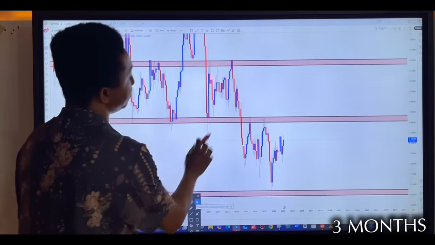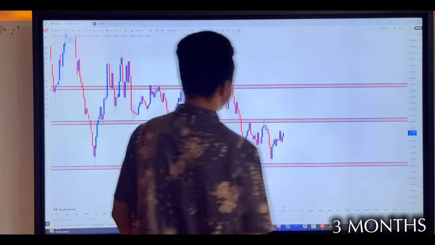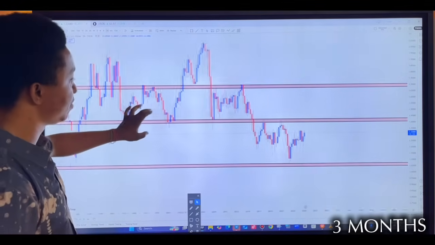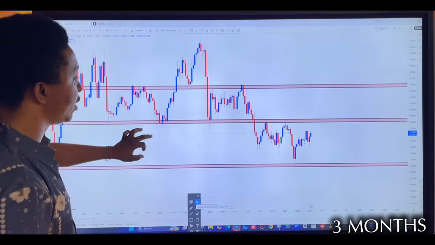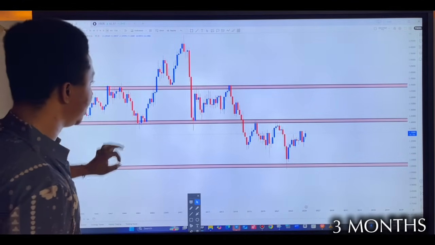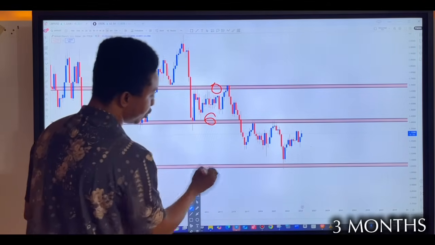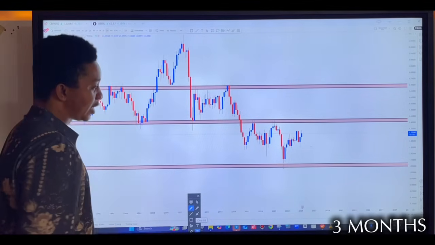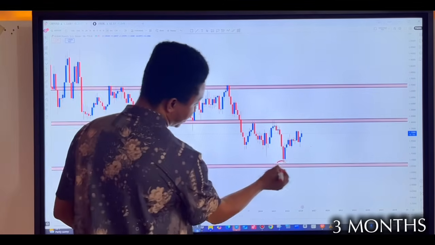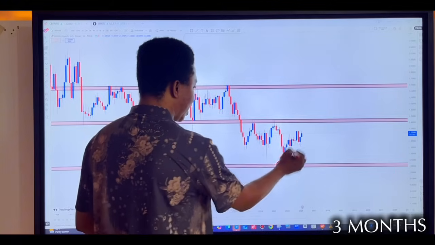Okay, so this is GBP/USD on the 3 months time frame. Let's put meaning into it. So over here on the 3 months time frame of GBP/USD, we have the upper zone, the mid-range zone, and then the lower zone. We can clearly see that there's been a lot of buy pressure from this lower zone, pushing the market all the way to the upside.